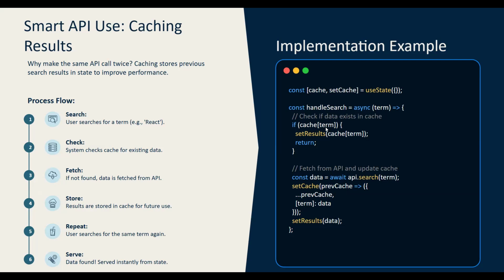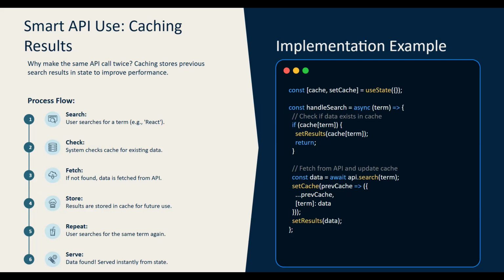So the flow behind this process would be that the user searches for something. The app first would check whether that term already exists in the cache, and if it does, it serves the cached result immediately. And then if it does not, it can fetch from the API, store that response in the cache, and then it saves it for the first time.